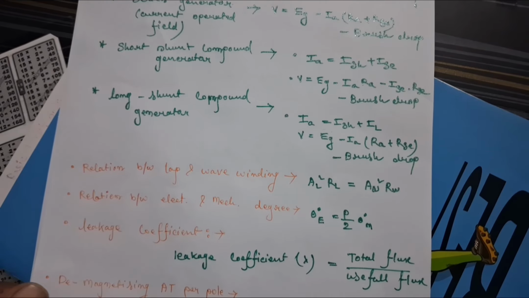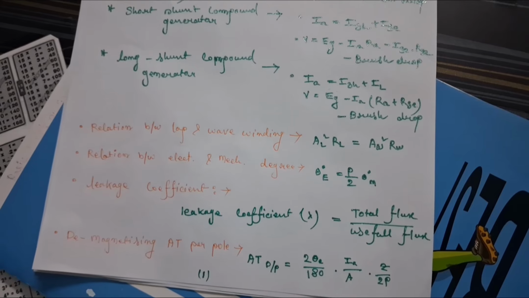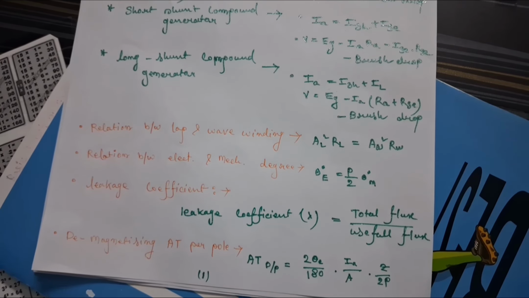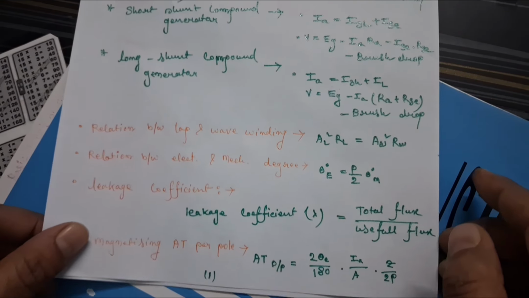Next, you have to remember the formula of demagnetizing ampere turn per pole. The formula is AT demagnetizing per pole is equal to 2 theta E divided by 180 degree into Ia divided by A into Z by 2P. Here Z is number of conductors, theta E is electrical degree, Ia is armature current, A is number of parallel paths, and P is number of poles.